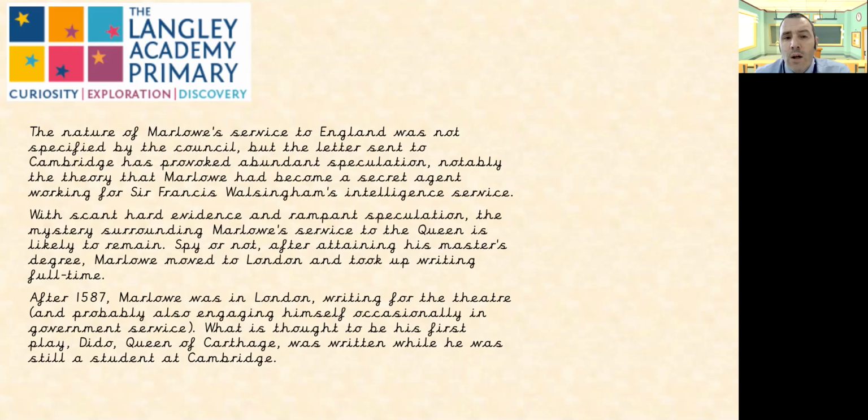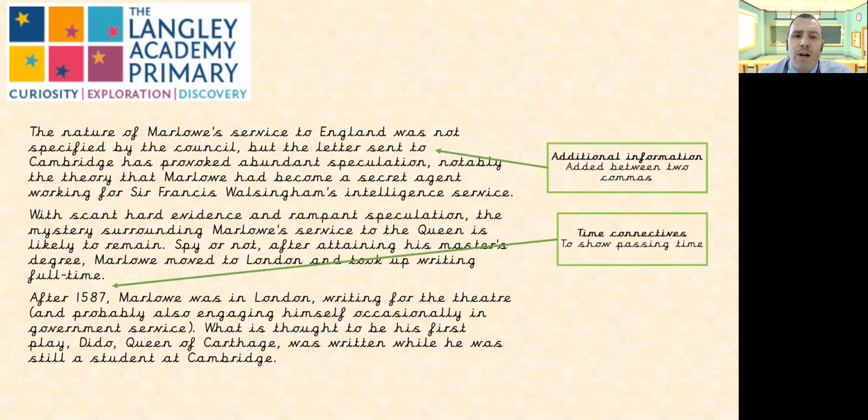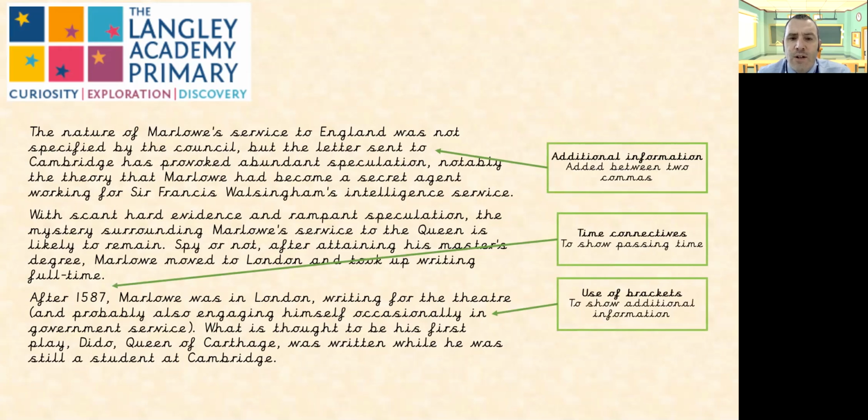I'm just going to pause here and we'll run through the grammatical features that we've used in this section. We've got additional information, so this comes in between two commas. We use a time connective, so after, in this instance, to show that time has passed. We use brackets as well to show additional information. This is shown in the last paragraph here, and probably also engaging himself occasionally in government service. So the paragraph tells us that he's writing for the theatre and carries on. We could take out that additional information and our sentence would still make sense.